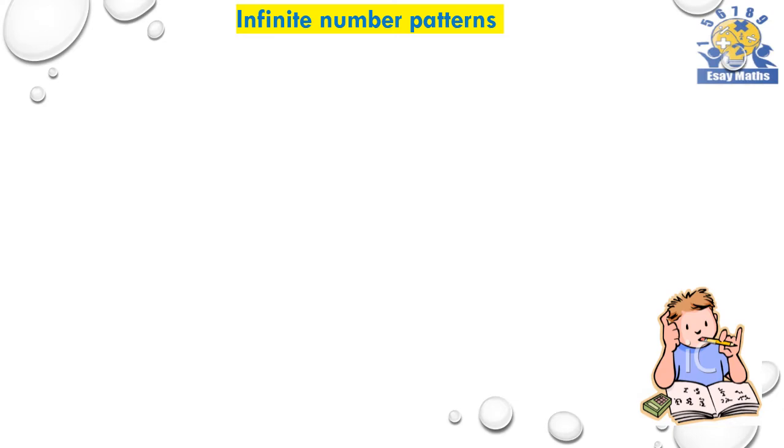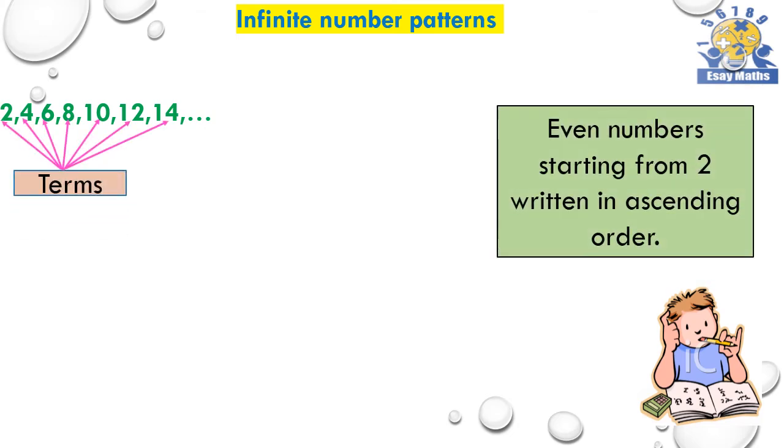Infinite number patterns. Here you can see a number pattern with the terms 2, 4, 6, 8, 10, 12, 14 and so on. Here you can see I have put a comma sign at the end of the last term and 3 dots. Can you identify this number pattern? Yeah, it's even numbers starting from 2 written in ascending order.